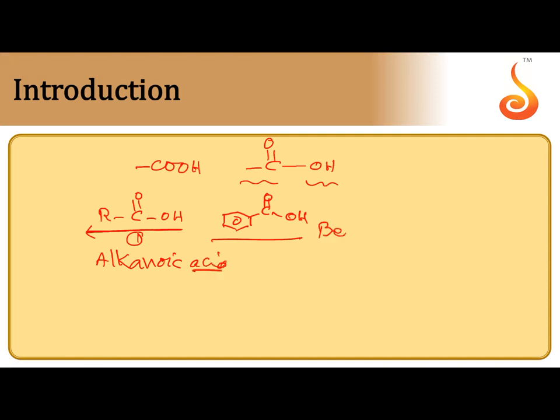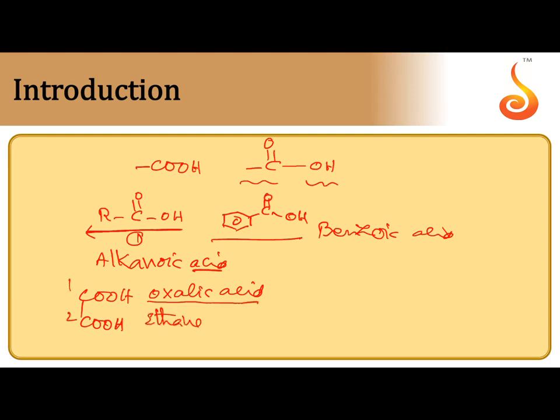When COOH is directly attached to the benzene ring, that is called benzoic acid. Dicarboxylic acids: when two COOH groups are present in the same molecule, that is called a dicarboxylic acid. The smallest dicarboxylic acid is COOH-COOH, oxalic acid. IUPAC name, ethane-1,2-dioic acid, or ethanedioic acid, is the IUPAC name. Oxalic acid is the common name.